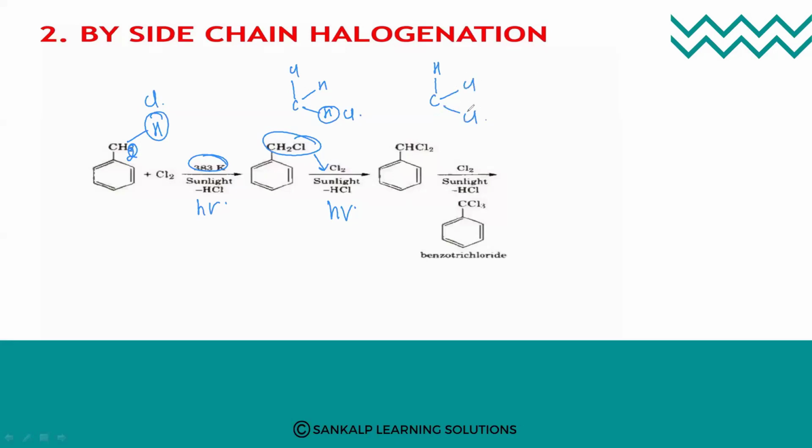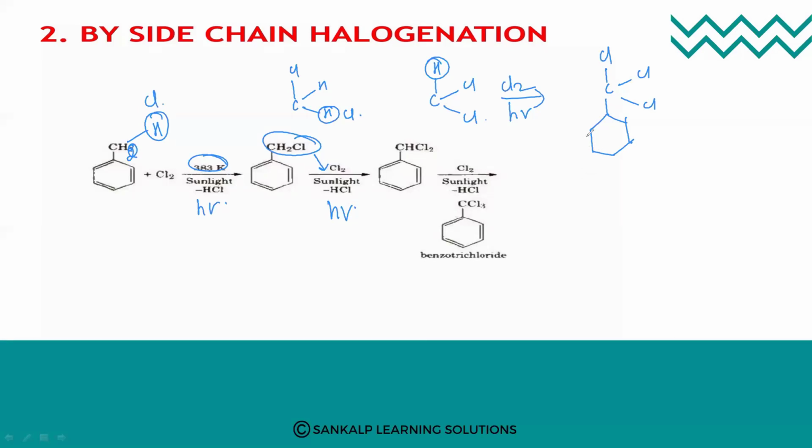Now again, what is happening? If you react it with Cl2 in the presence of UV light, again one hydrogen is there. So this hydrogen is also replaced by chlorine. So this is the reaction. What is formed? CCl3. So it is benzotrichloride. Benzotrichloride is formed.